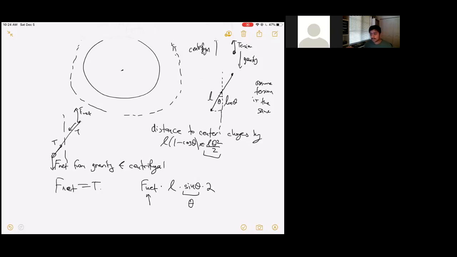Somebody said basically Newton's opposite force for centripetal. That's wrong. I'll go over that after finishing this problem.